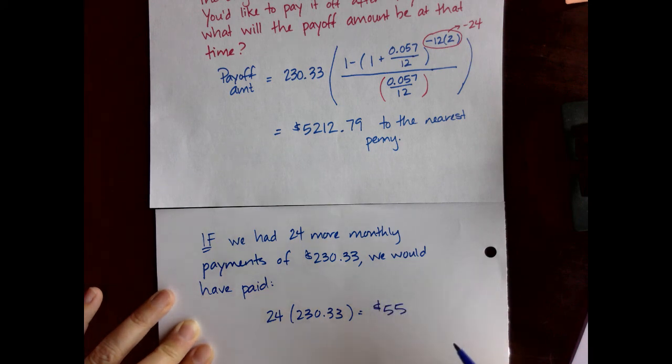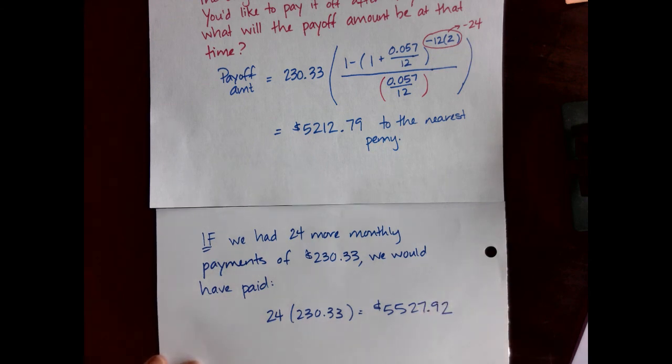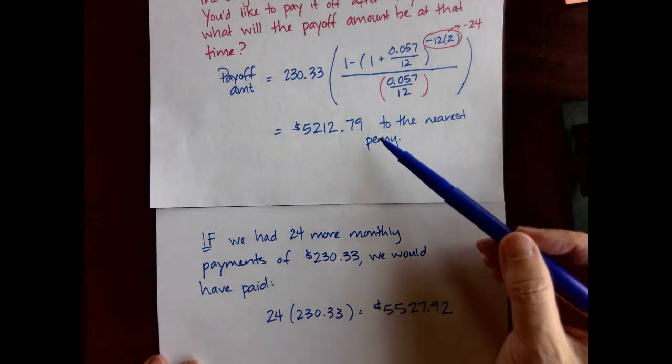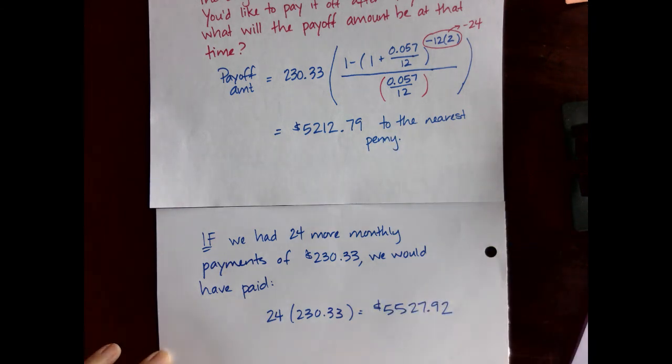That would have been a total of $5,527.92. Since we paid things off early, we saved ourselves a little bit of money. Let's see how much more that is. I'll leave a blank there. This is a certain amount more than paying the loan off early. Let's see, 55.27 and take off the $5,212.79.